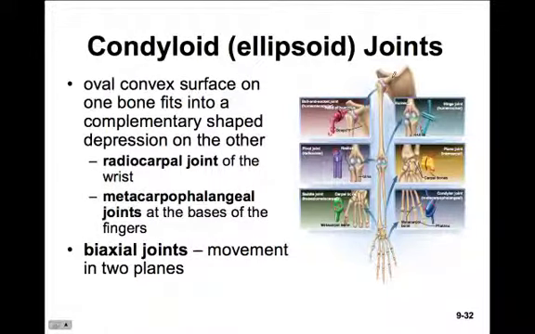Condyloid or ellipsoid joints are the ones like we see in our metacarpophalangeal joints. The oval convex surface of one bone fits into the complementary shaped depression on the other. We also see this in the radiocarpal joint in the wrist. These are biaxial joints, so they allow movement in two different planes.